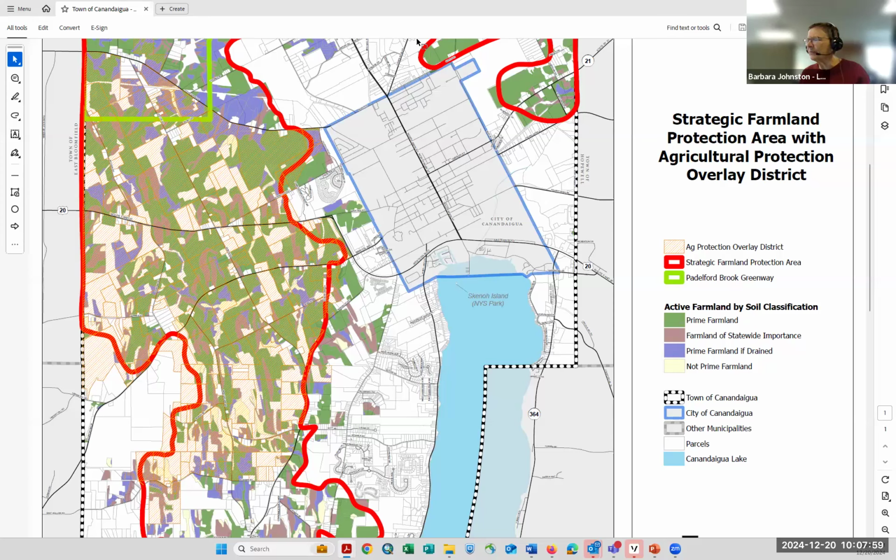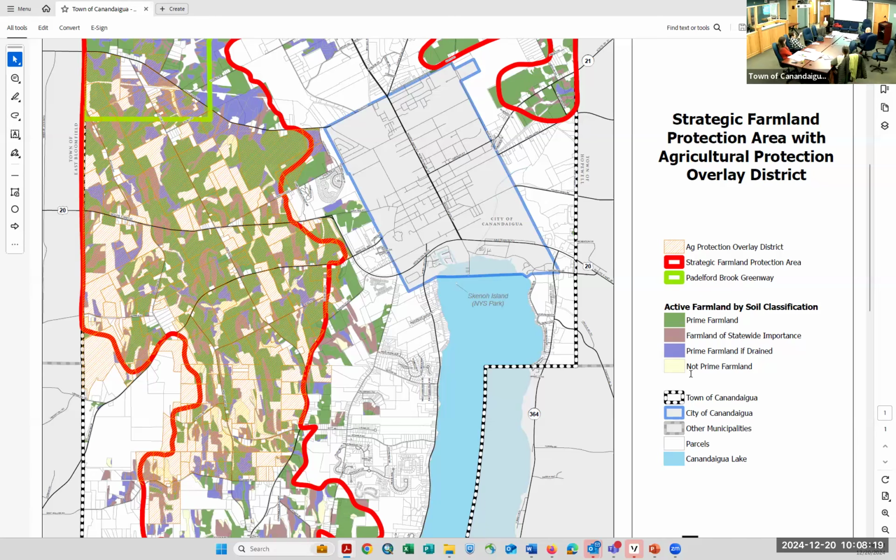I mean, I always worry about a plan becoming a law without additional tweaking, right? Well, the plan's not a law, but the plan map is part of the law now.